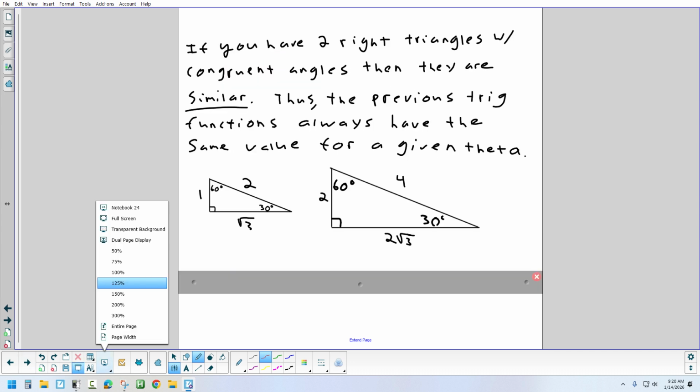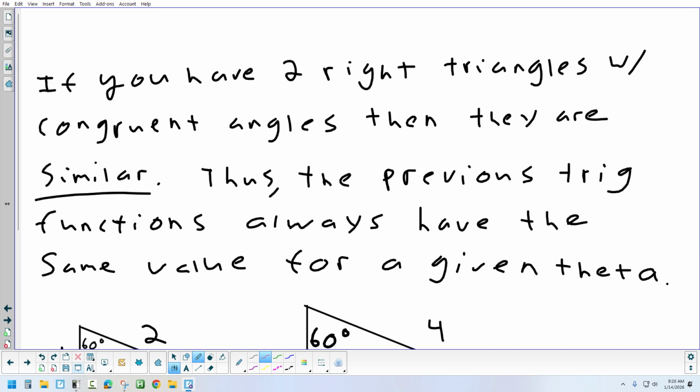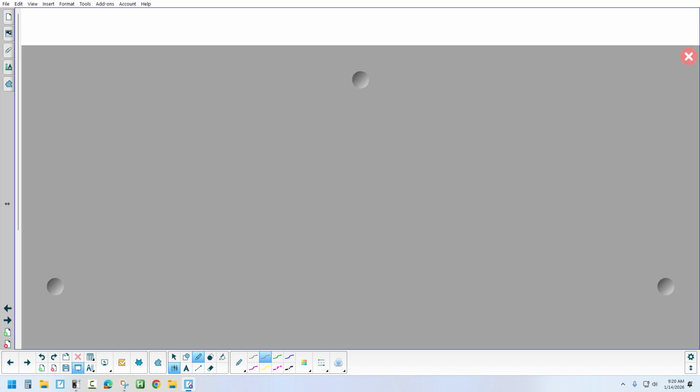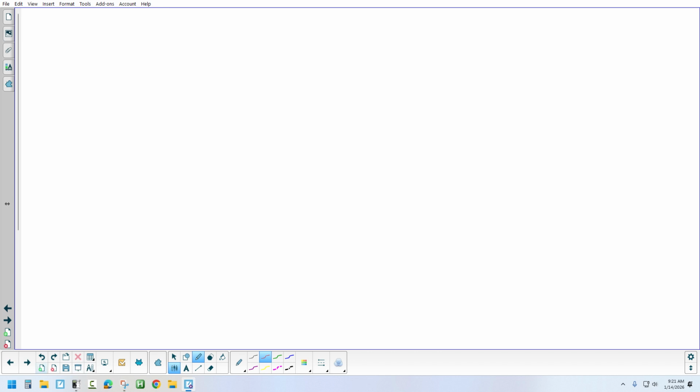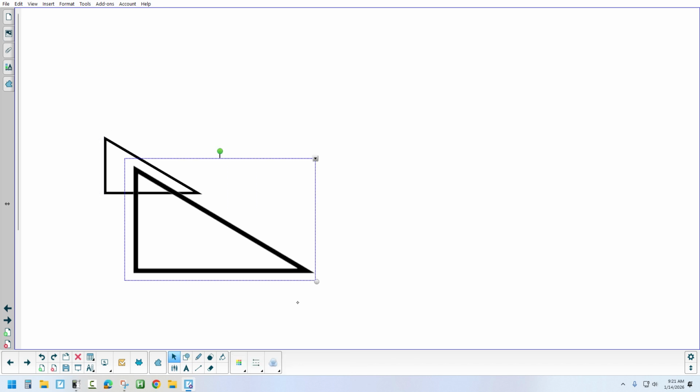All right, so what I want to look at now is what happens if I give you an angle and I ask you to find a trig function of it, like sine or cosine. So let's say you had a triangle like this, and then another triangle like that.